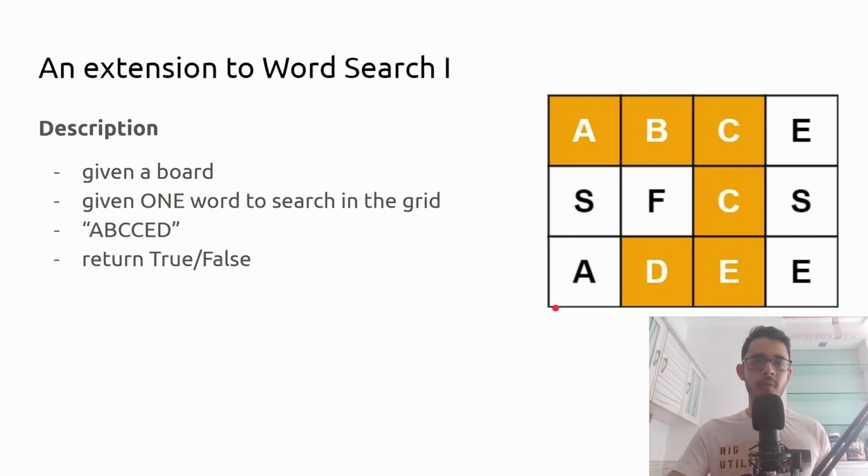Okay, so what is the problem description? We're given a board, and this is just a 2D matrix of characters. And you're given one word that you have to search inside of this grid. In this case, let's say the word is ABCCED. So inside of this board, you have to somehow search for the word ABCCED. At the end, you return true or false, saying that you have found the word, or you haven't found it.